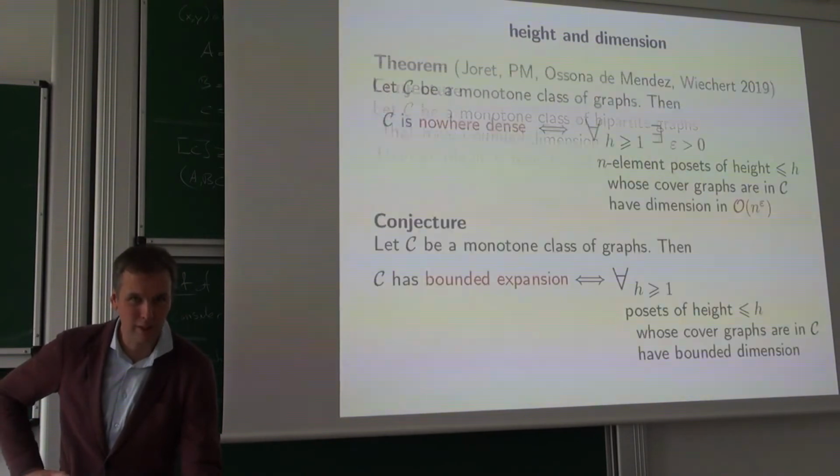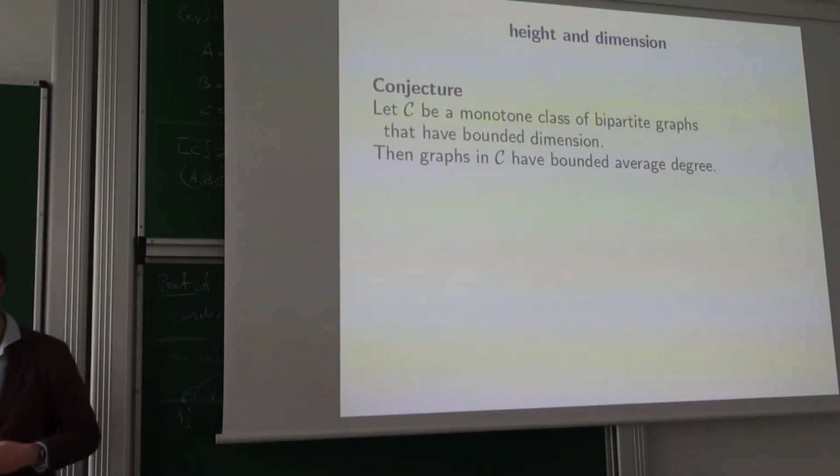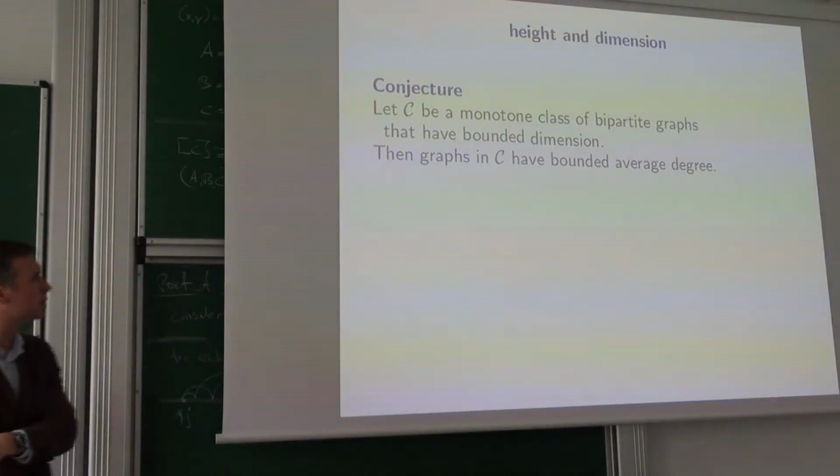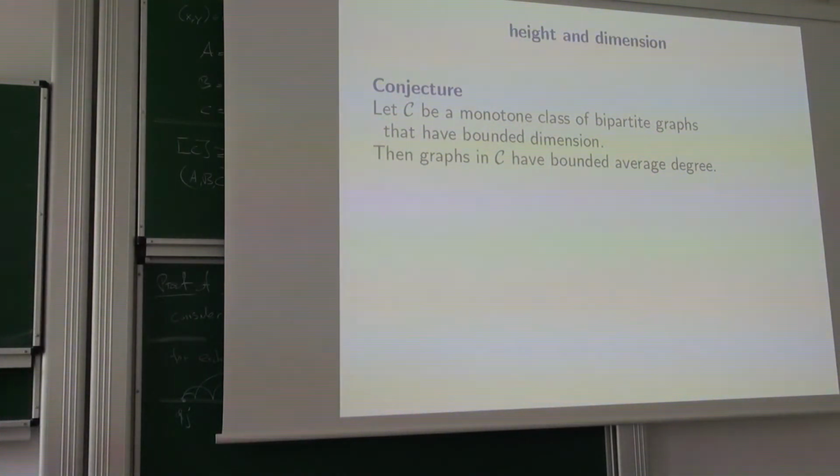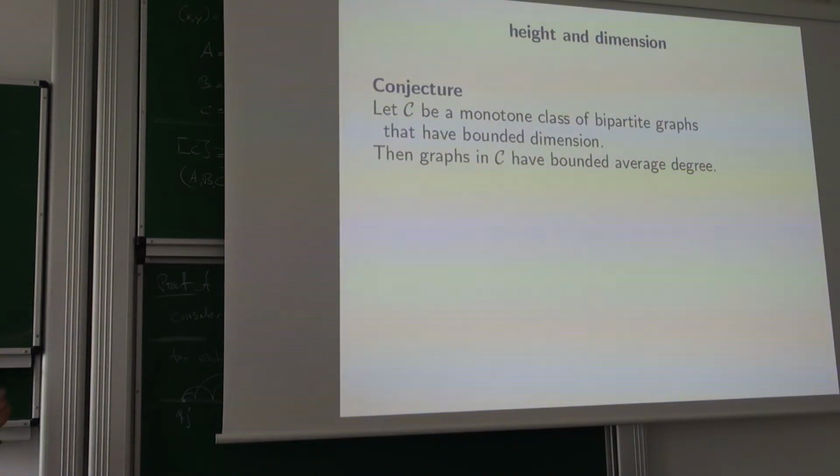We believe that the thing that would open the possibility to get a characterization for bounded expansion is this question here: when you have a monotone class of graphs, take bipartite graphs that have bounded dimension. This should be explained. When you have a bipartite graph, you can read it as a poset, with minimal elements and maximal elements. That's what I mean, the dimension of it. And so when you have such a class of graphs, posets, and the dimension is bounded, then this should mean that the average degree there is bounded.